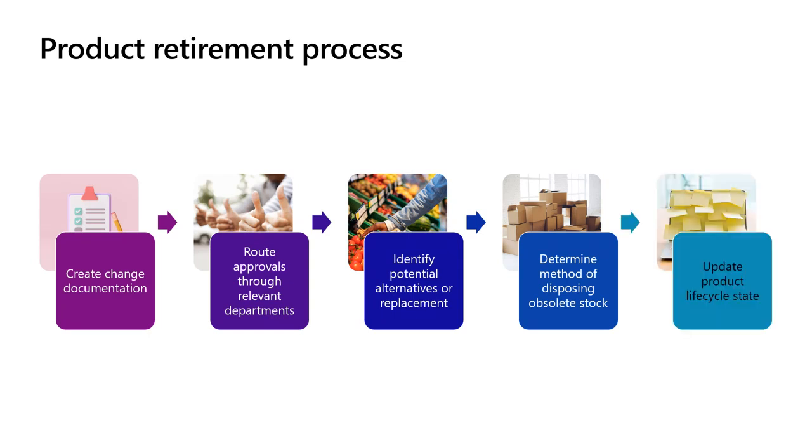And then once we've gone through all of those processing steps, we will finish by updating our product lifecycle state to reflect that it's now obsolete. We don't ever want to delete old products from Dynamics because we want to keep the transaction history integrity. So all we need to do is update the product so that it can no longer be sold or produced.